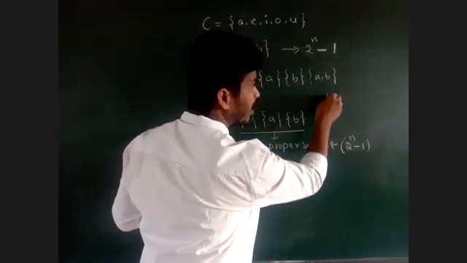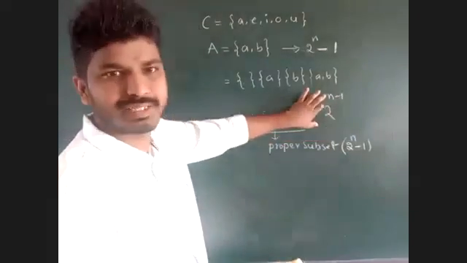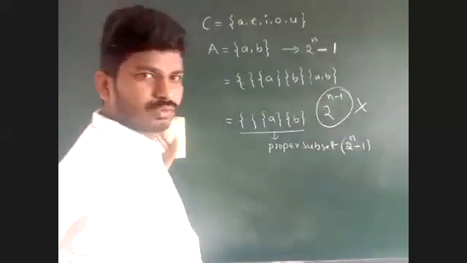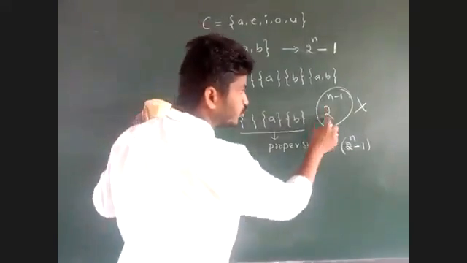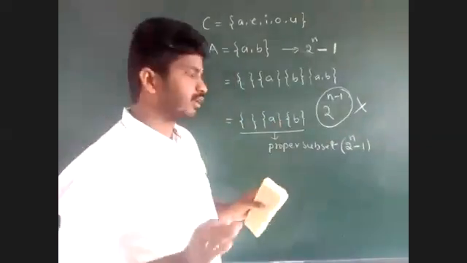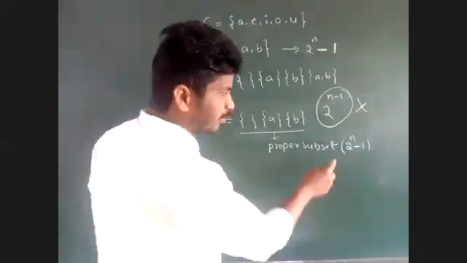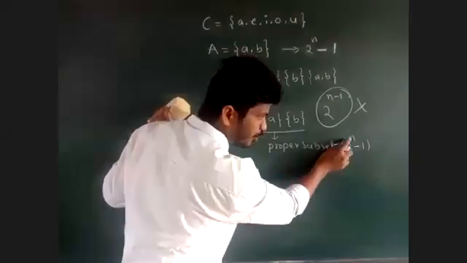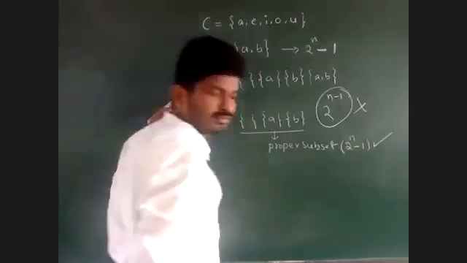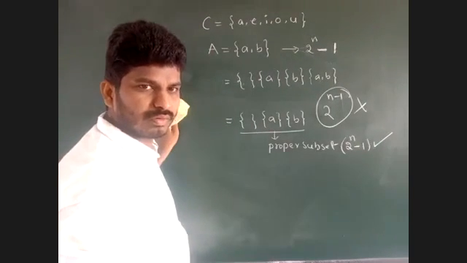Not 2 to the power of n minus 1. Some of the students will write like this. This formula is wrong. Is it clear? 2 to the power of n, separate, minus 1, but not 2 to the power of n minus 1. Observe this formula, 2 to the power of n is separate, minus 1. This is correct. Is it clear, all of you? Yes, sir.